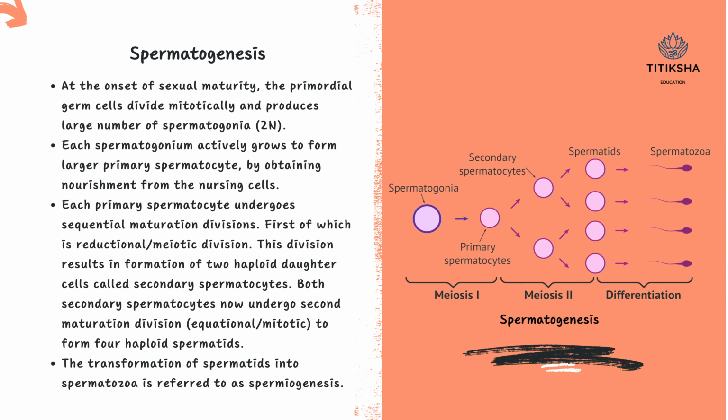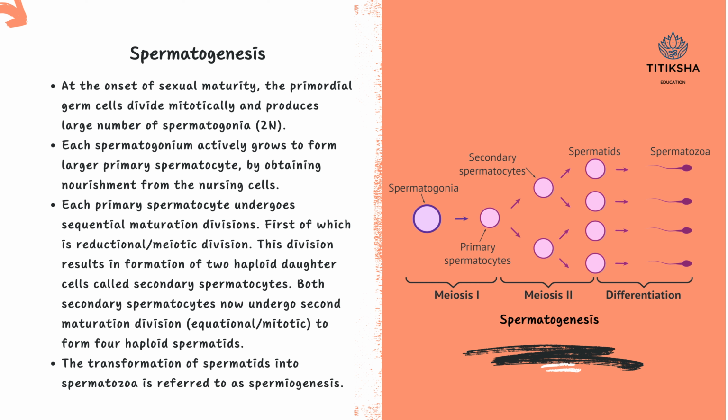Spermatogenesis. At the onset of sexual maturity, the primordial germ cells divide mitotically and produce large number of diploid spermatogonia. Each spermatogonium actively grows to form larger primary spermatocyte by obtaining nourishment from the nursing cells. Each primary spermatocyte undergoes sequential maturation divisions, first of which is reductional or meiotic division.